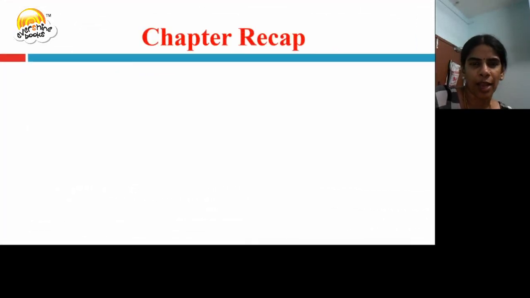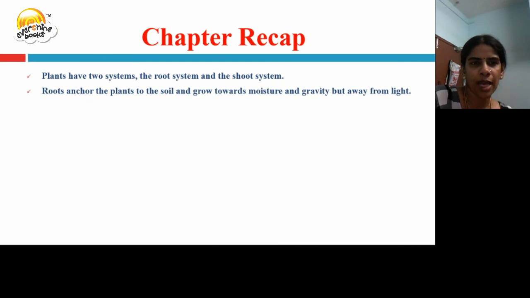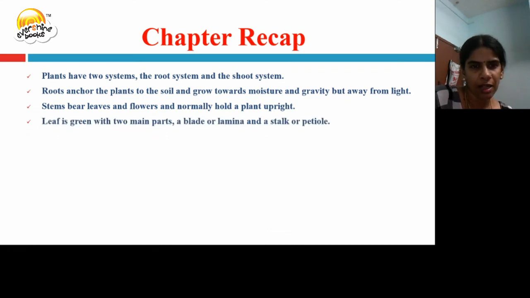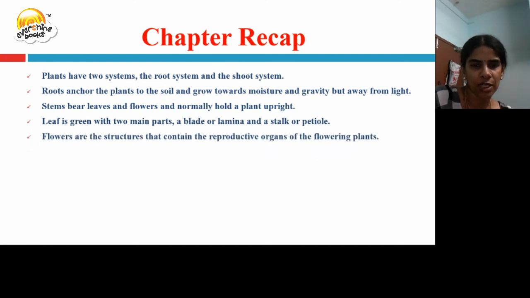Let us have a chapter recap. Plants have two systems, namely the root system and the shoot system. Root helps the plants to anchor to the soil and grow towards moisture and gravity but away from light. Stem bears leaves and flowers and holds the plant upright. Leaf is green with two main parts, the blade or lamina and the stalk or petiole. Flowers are the structures that contain the reproductive organs of flowering plants.